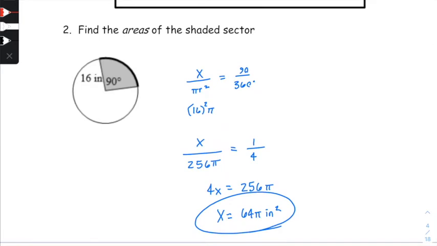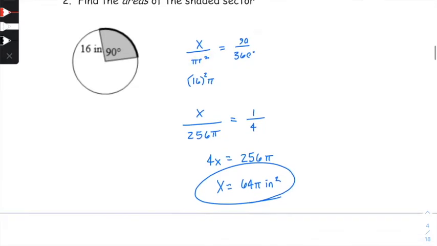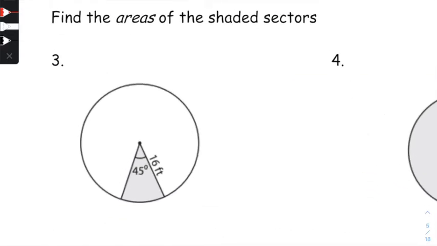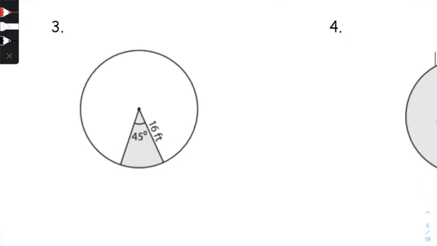So yeah, very similar to the 8.1 stuff where you just set up a proportion. The only thing that's really different here is the denominator. Instead of 2 pi r, it's just pi r squared. Okay, let's do 2 more of these here, but other than that, there's not a whole lot of variation to these. This one, you got 45 degrees, and you're trying to find the area of that little shaded region. So we'll go x over 16 squared times pi, which actually comes out to 256 again. I guess I didn't change the numbers up a ton there.